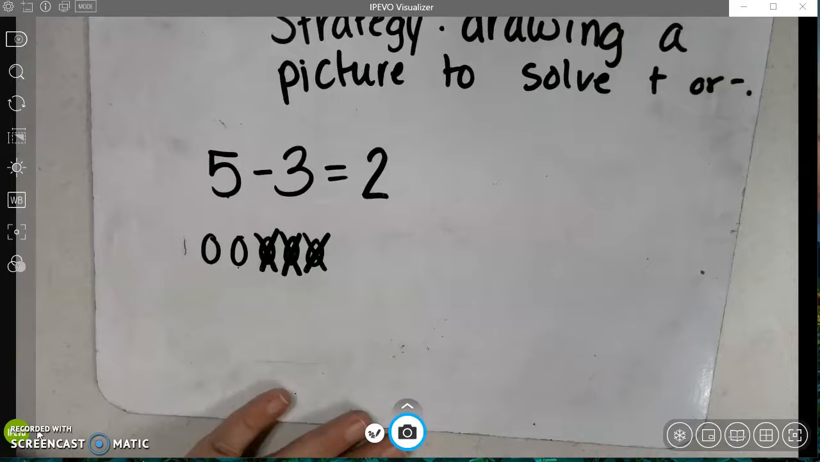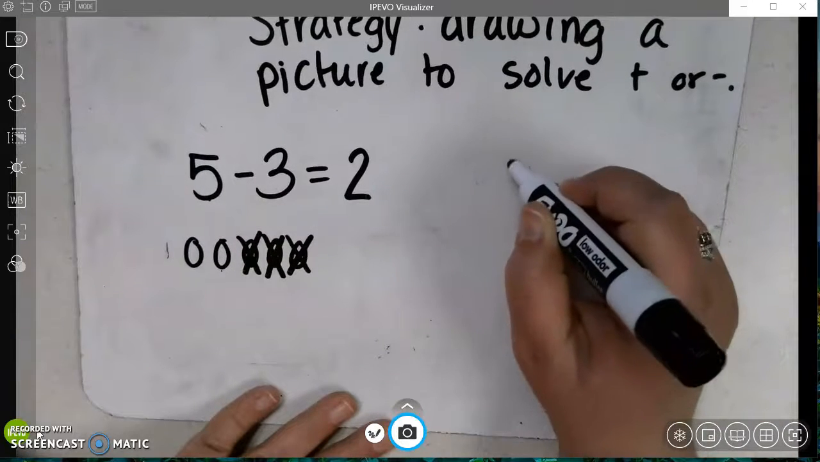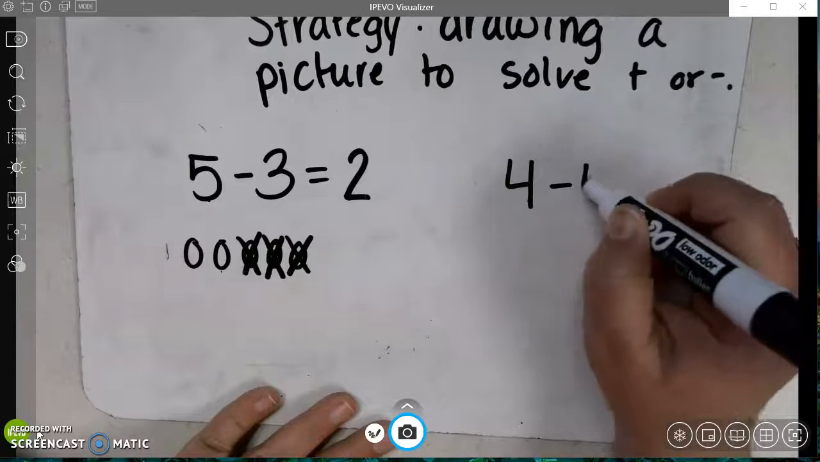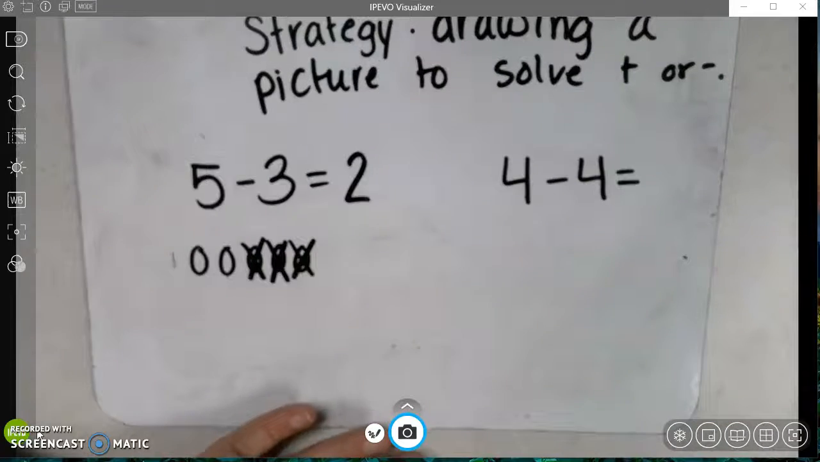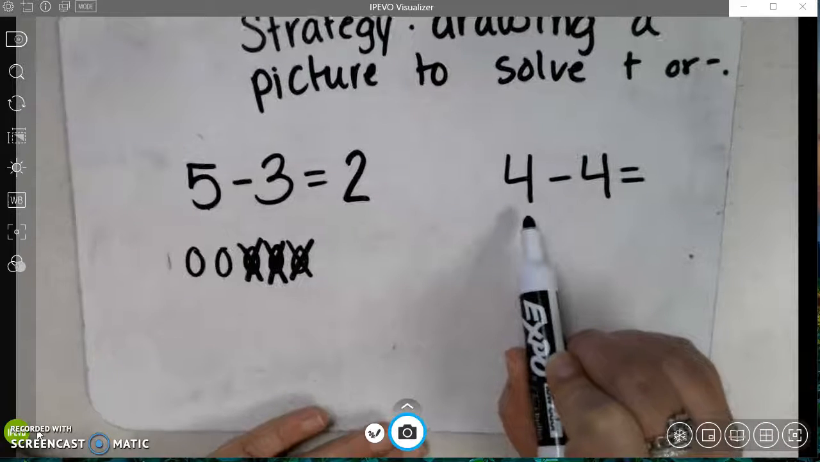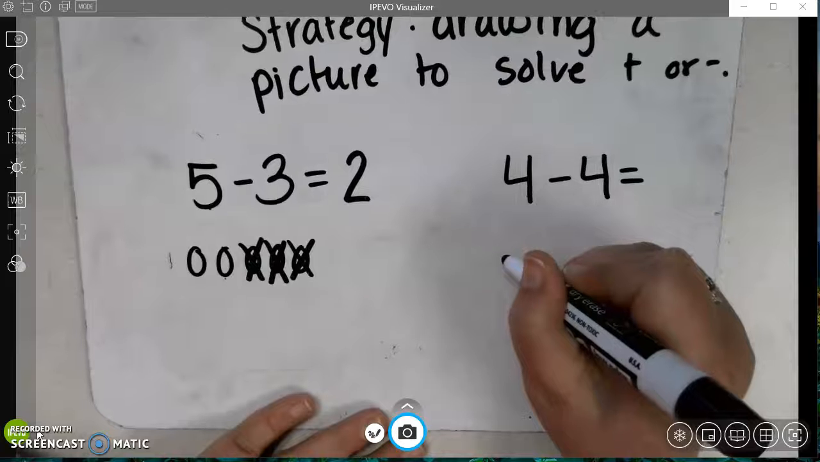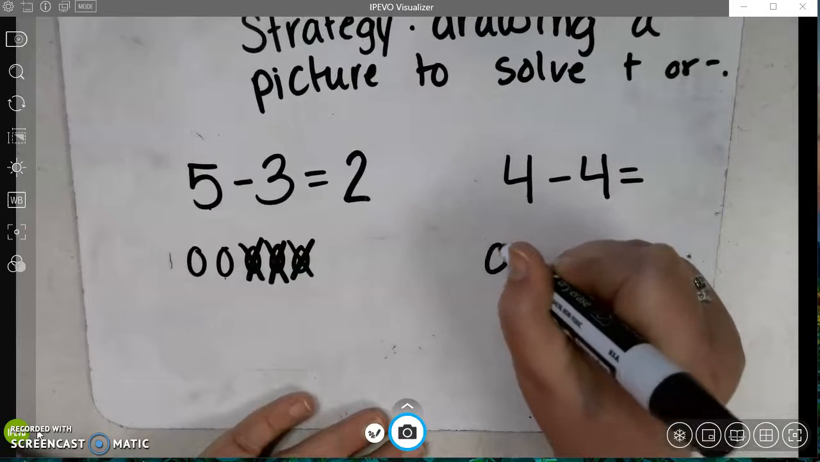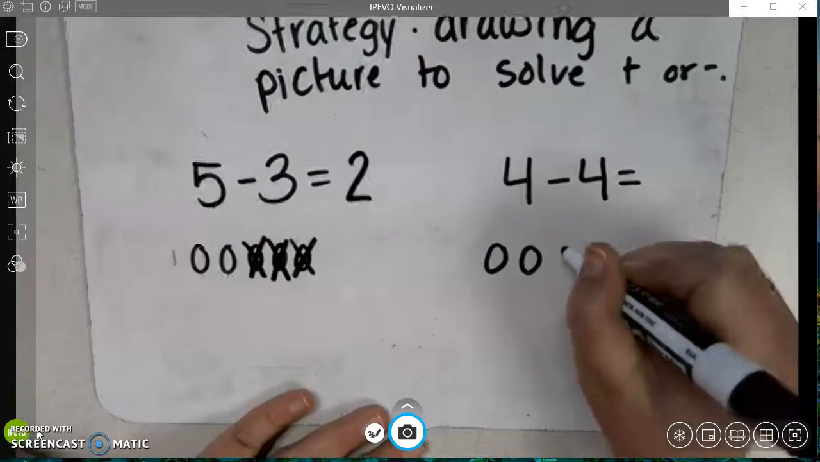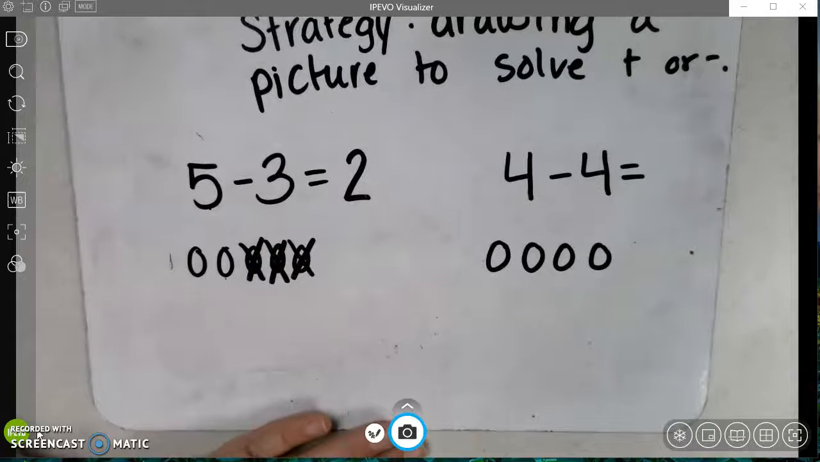Great job. Let's try one more together, okay? Let's do 4 minus 4 equals. All right. You do this one with me. So at the same time I'm doing it, you're doing it. Let's draw our circles first. How many circles are we drawing? We're drawing 4 circles. Get your marker ready. All right, let's draw 4 circles together. 1, 2, 3, 4.